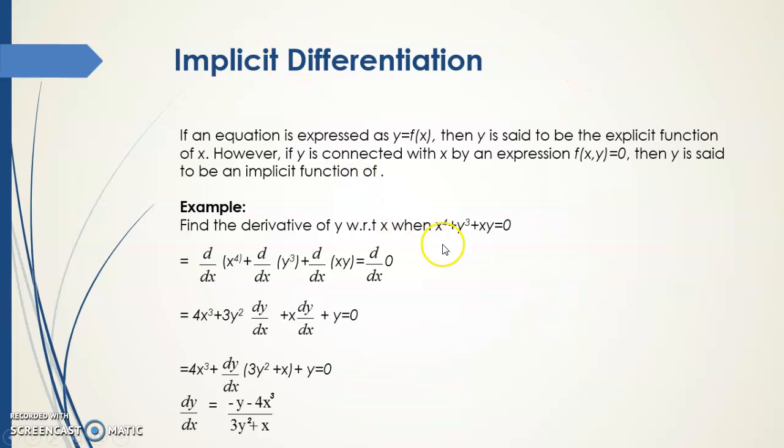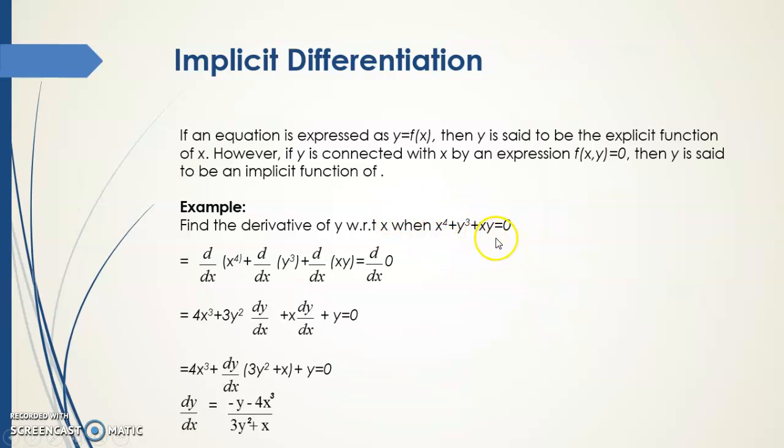For example, see this equation. In this equation, y is connected along with x. So this is not an explicit function, this is an implicit function, and it is not right to convert the implicit function into the explicit function, because it will consume a lot of time. So in this case, you can directly find the derivative of this equation, and it is very easy.